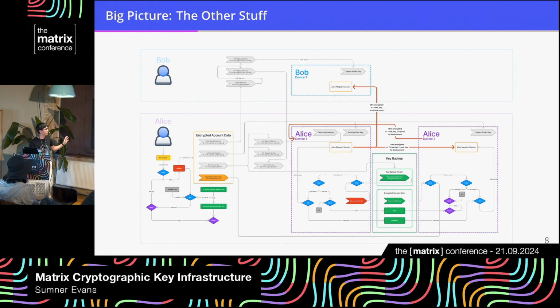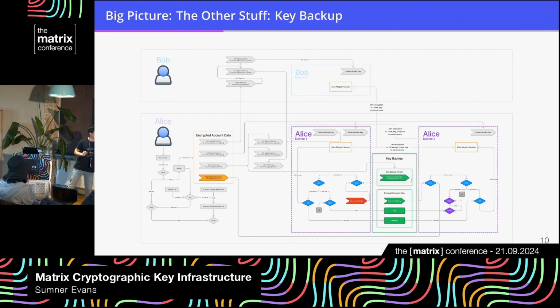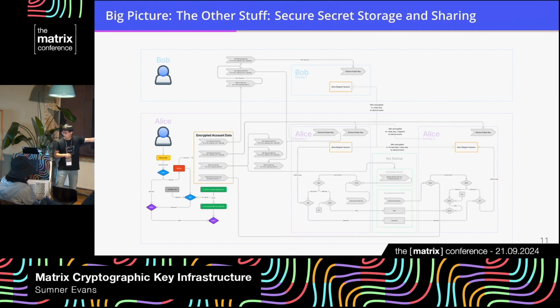So what's all the other stuff? We have a lot more things than just what I've highlighted so far. This is the infrastructure for sharing the Megolm session around to other devices and other users. Highlighted here in red, we have the Olm encrypted to-device messages. Down here in the bottom right, we have key backup, which allows you to back up your keys to the server and then restore them from another device. And then over on the left, we have infrastructure necessary for storing secrets on the server, encrypted by a recovery code.